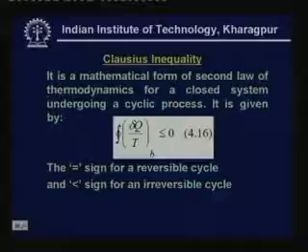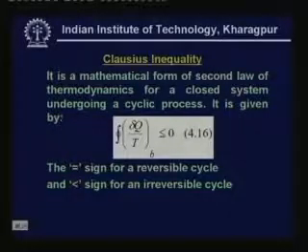Now let us define a very important inequality called the Clausius inequality. This is in fact a mathematical form of the second law of thermodynamics for a closed system undergoing a cyclic process. It was proposed by Clausius, and it is simply given by the cyclic integral of δQ/T is less than or equal to 0. So this is what is known as the Clausius inequality applied to a closed system undergoing a cyclic process.